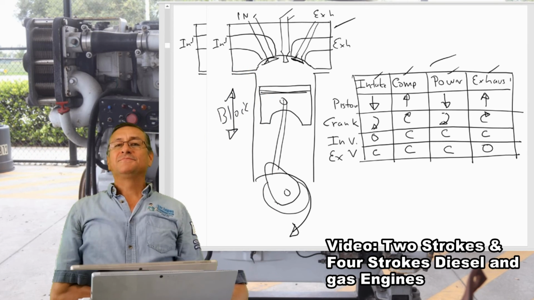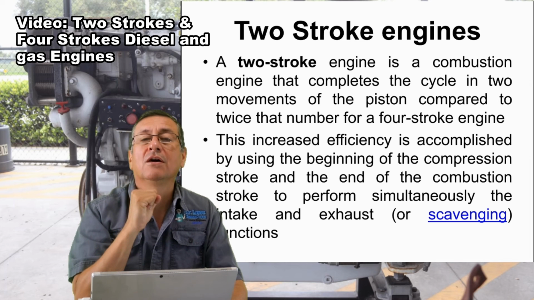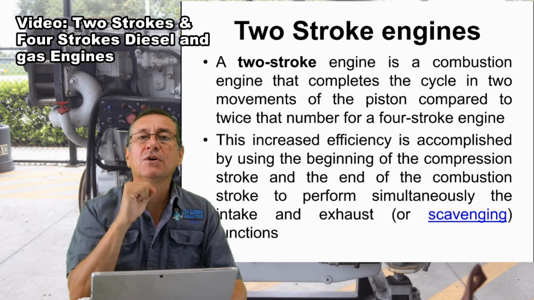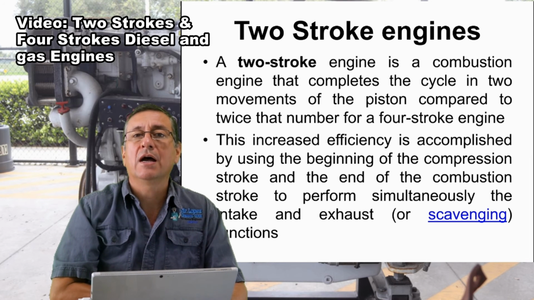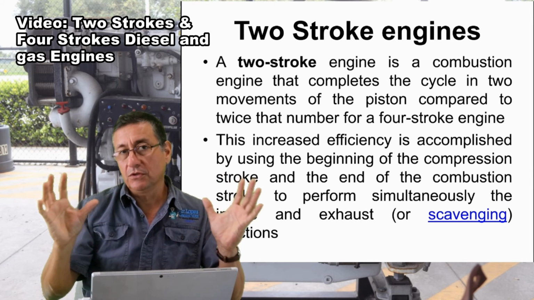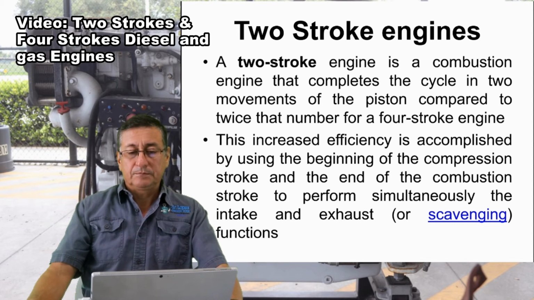Bingo. In two-stroke engines, when the piston is going down, intake and exhaust occur at the same time. And when the piston is going up, power and compression occur. Two strokes, one in each movement. For that reason, the name of that process is two-stroke engines.